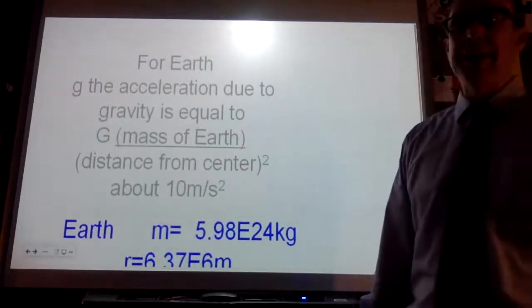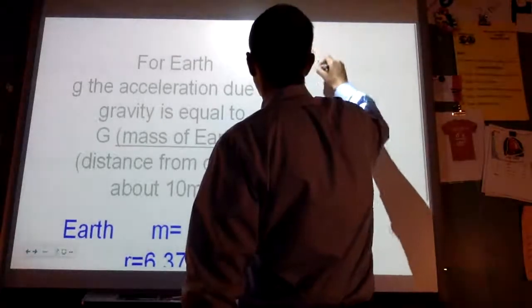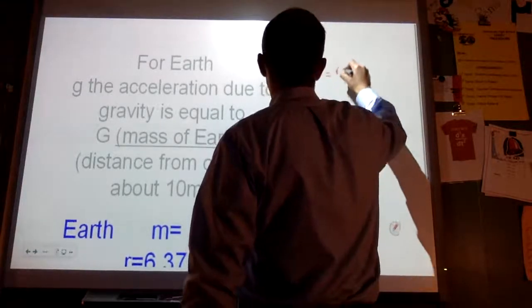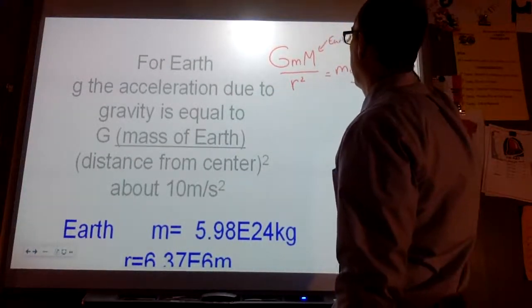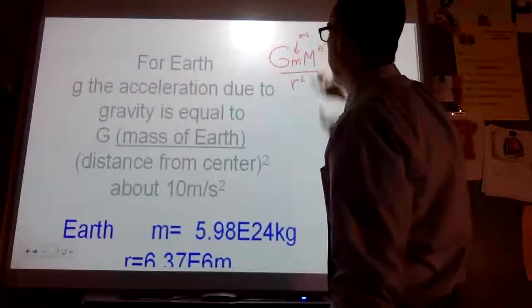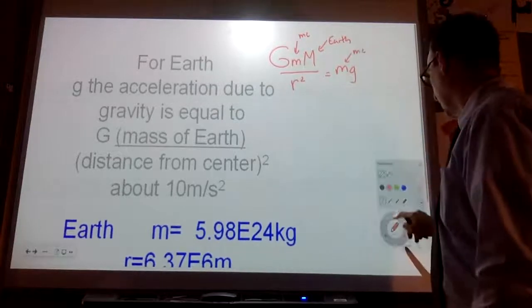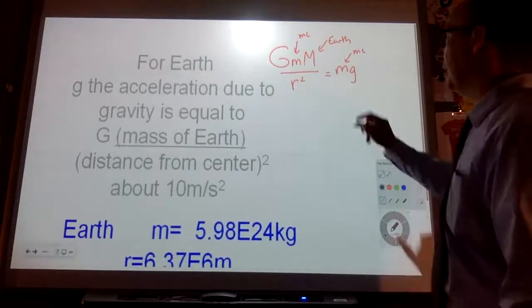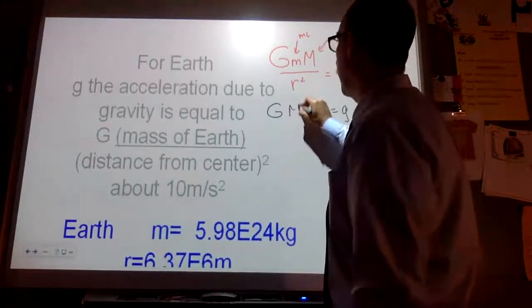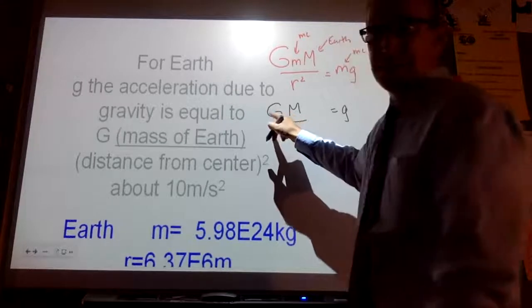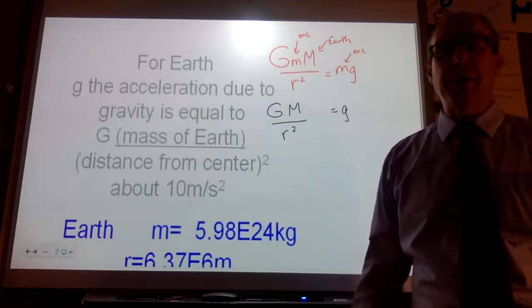All right, so how do we get g? So if we look at our two equations, which I'm saying are the same, I'm going to make this the mass of the Earth. I'm going to make this the mass of me. So if we look at this, if we cancel out these m's, we get what g is. And so if I know what the universal constant is, the mass of the Earth, and how far I am from the center of it, I can figure this out.